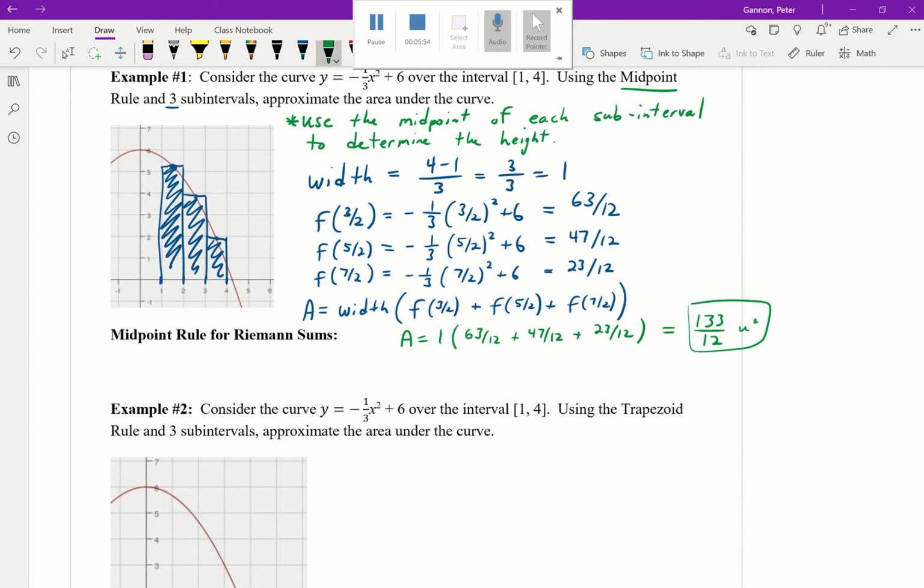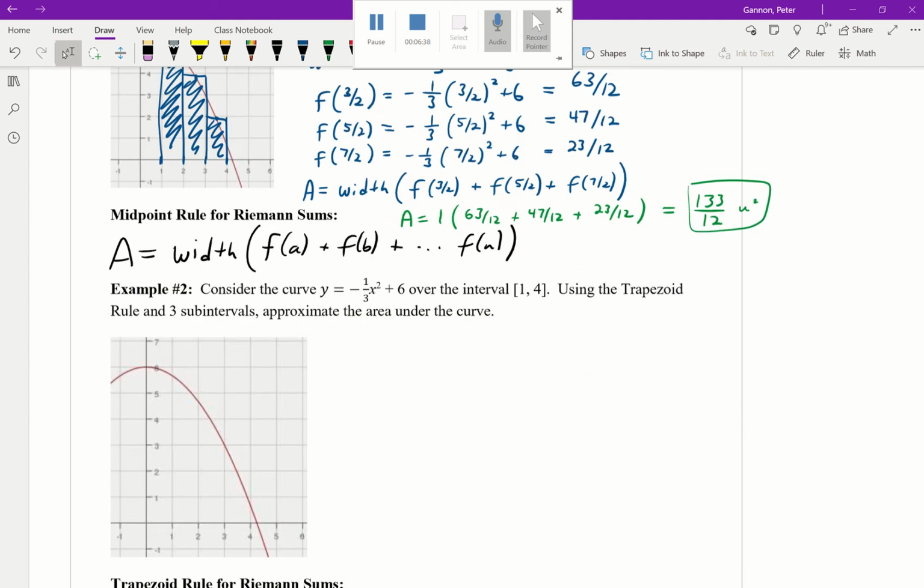And that's how we're going to use that midpoint Riemann sum. Again, with the midpoint rule, we're still just using rectangles to approximate the area, so it's the width times the height. So f of a plus f of b plus f of n, depending on how many subintervals that we're using. The key thing is to understand that a is the midpoint of your first subinterval, b is the midpoint of your second subinterval, and so forth. Okay, guys, that takes care of example 1.